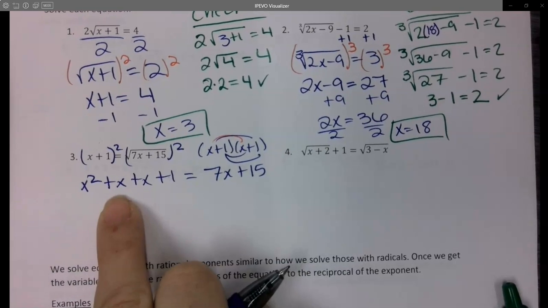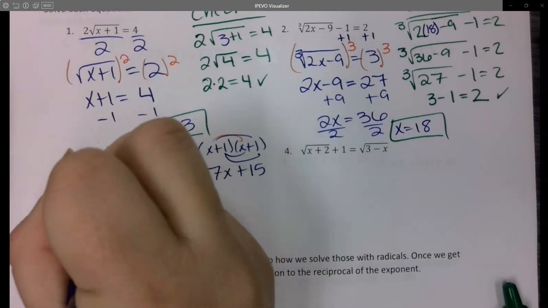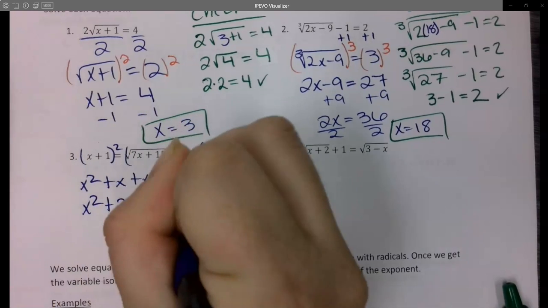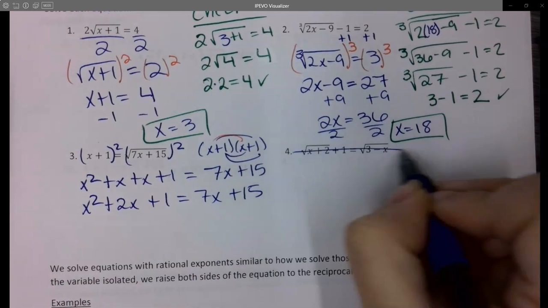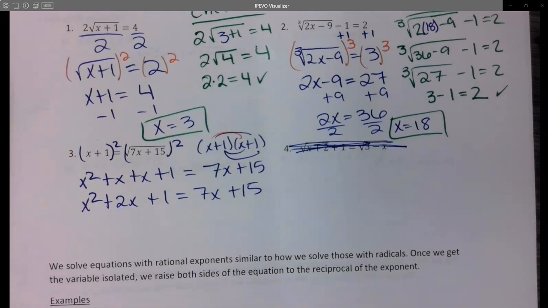And then I want to go ahead and combine like terms. So I'm going to have x squared plus 2x plus 1 equals 7x plus 15. Oh, I'm just going to say this right now. We're not going to do number 4, so we can use that space to write.